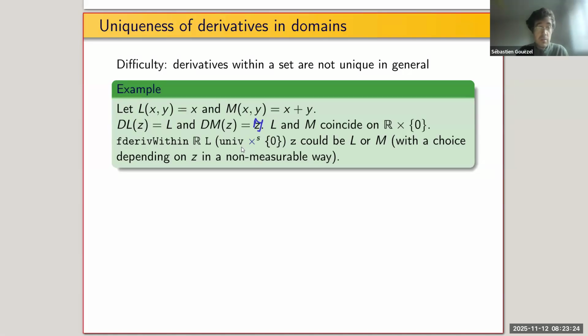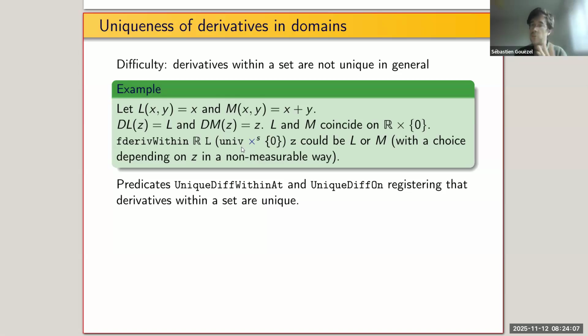So the definition made on the previous slide using the choice function, the axiom of choice, maybe at some point it will pick L, and at some other point it will pick M, and in a random way, in a non-measurable way. So this function f derivative within can be extremely bad, even if the function is very nice. In domains which are not thick enough, this function can be badly behaved. Okay, that's a fact of life, and that's not really a problem, but that's something you have to keep in mind. Many statements will not be true because of this lack of uniqueness of derivatives.